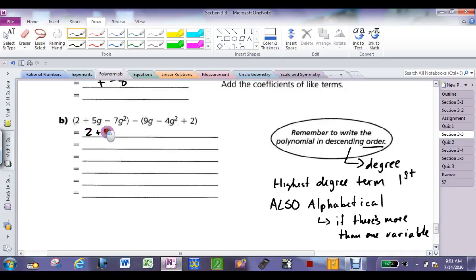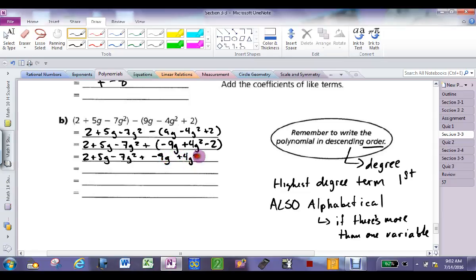Remove the brackets. 2 plus 5g minus 7g squared minus, and then I'm going to rewrite this. I'm going to do every single step. Step 2, change this to add. 2 plus 5g minus 7g squared plus negative 9g, because I've got to add the opposites, positive 4g squared, and minus 2. Step 3, remove those second brackets. 2 plus 5g minus 7g squared plus negative 9g plus 4g squared minus 2.